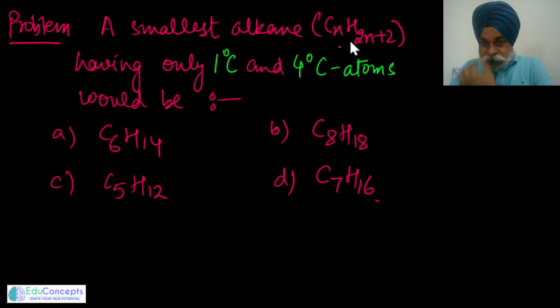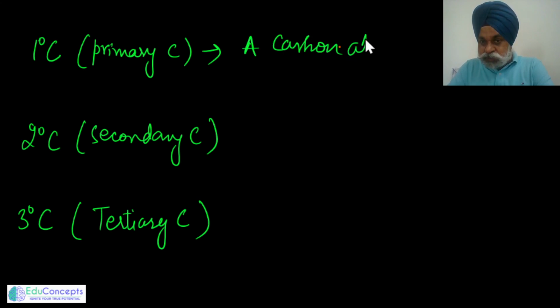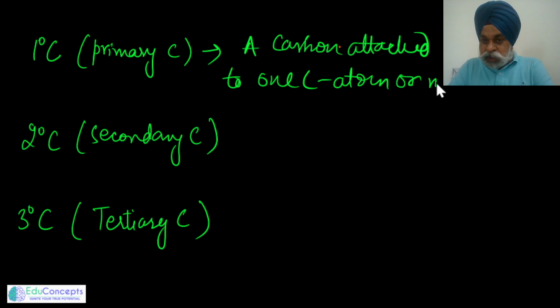The smallest alkanes have the general formula this, having 1 not carbon, 2 not carbon. This discussion I have not yet placed in front of you. Let me do it speedily with you. So there is a term called primary carbon, secondary carbon, tertiary carbon, and quaternary carbon. Primary carbon is the carbon which is attached to 1 carbon atom or no carbon. A carbon which is attached to one carbon or no carbon is said to be a primary carbon.